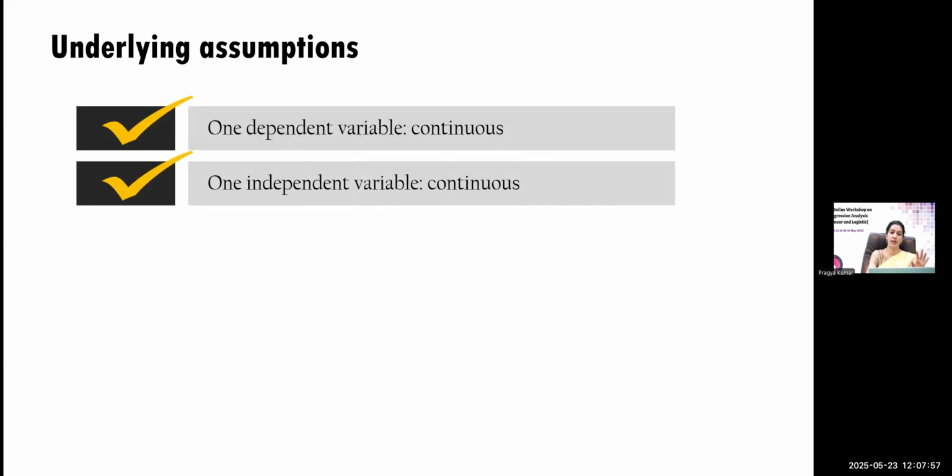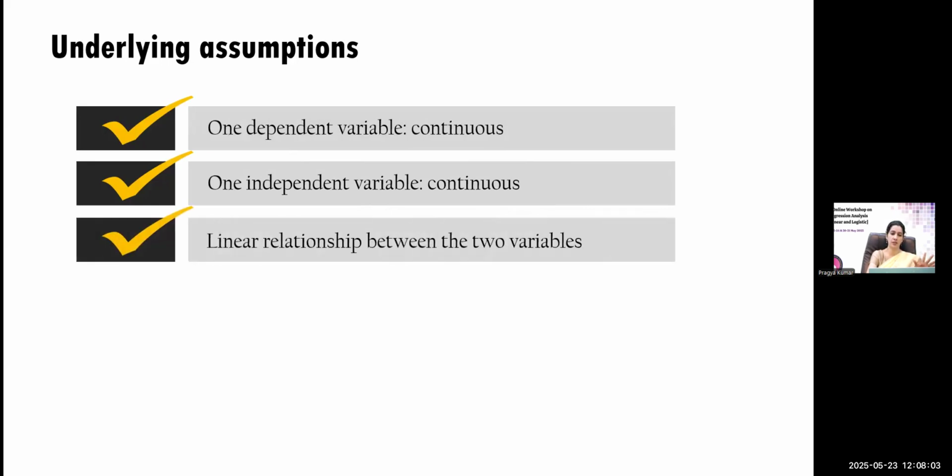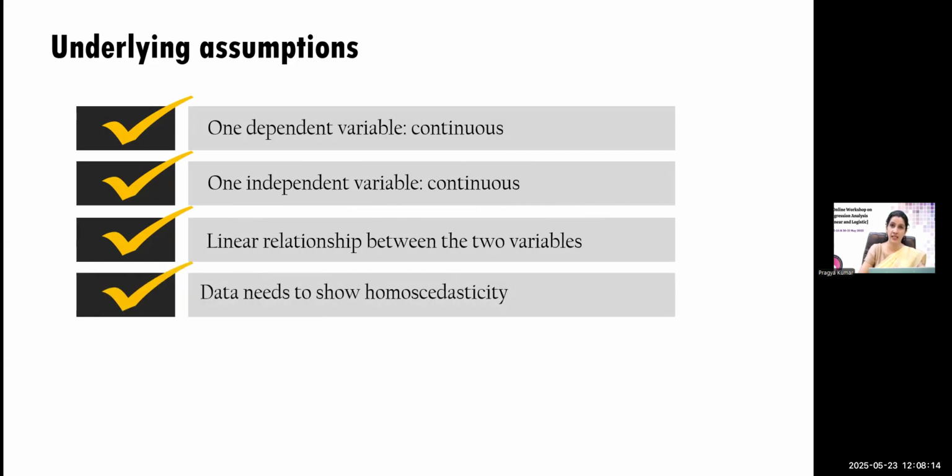Now we have seen the underlying assumptions: the dependent variable being continuous, and the independent variable can be continuous or categorical. There should be a linear relationship between the two variables. How do we check for it? Again, we check it with the help of a residual plot. The data needs to show homoscedasticity, which again we check with the residual plot.